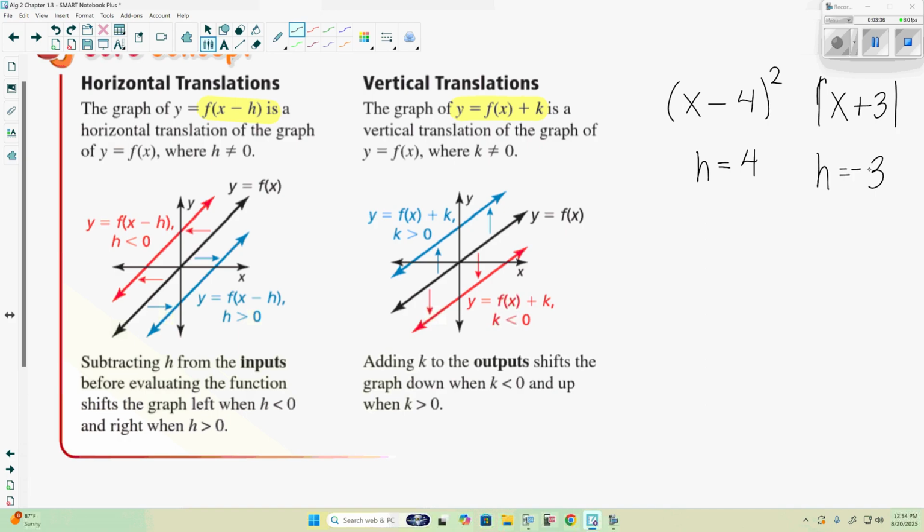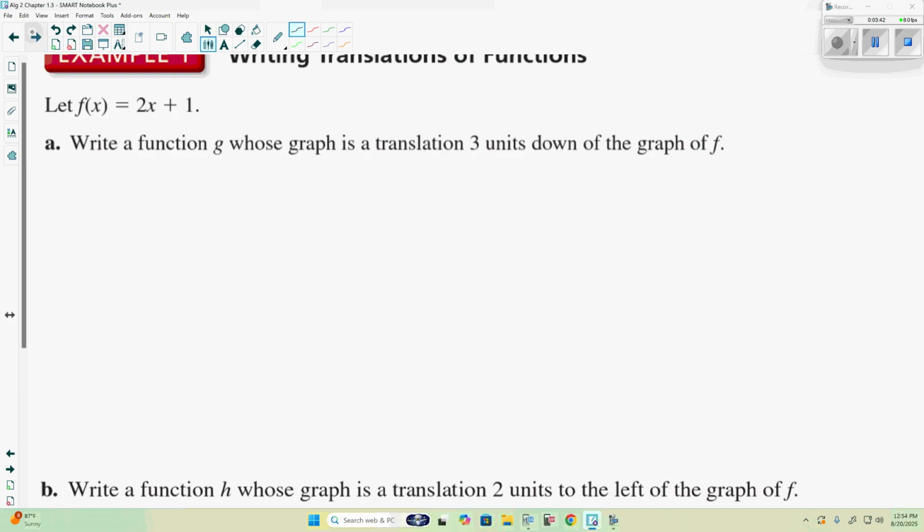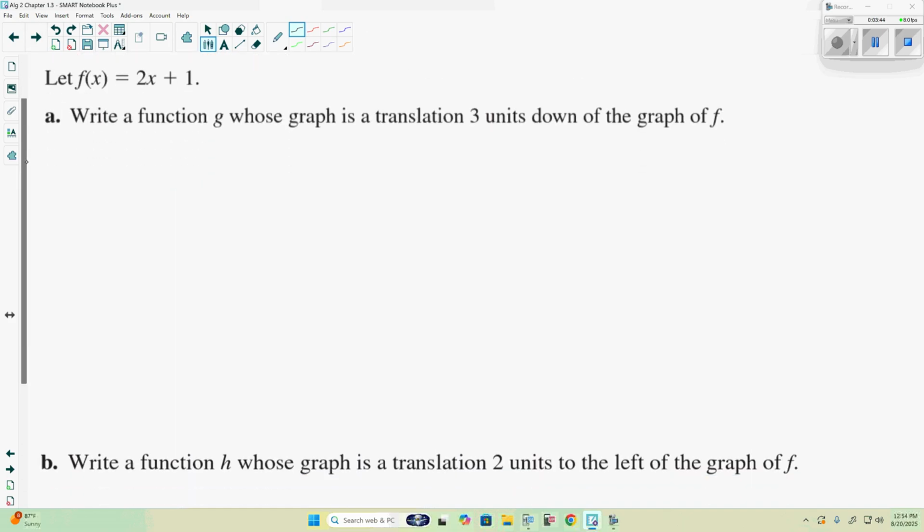Questions on this here? Vertical affects the output, our y values. Horizontal affects the input, the x values. So we look at this first one here. Let f of x equal 2x plus 1. Write a function g whose translation is 3 units down.